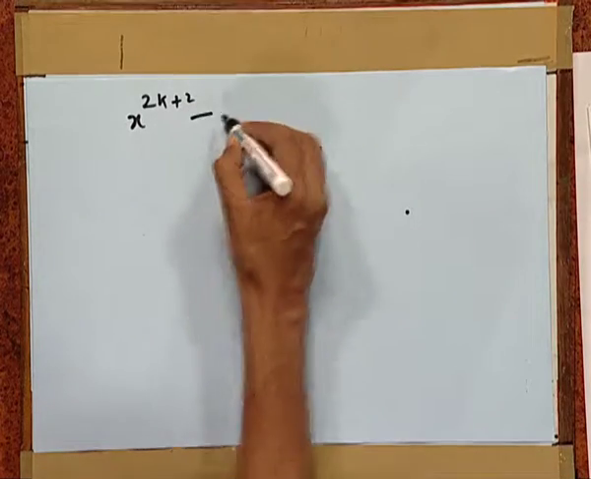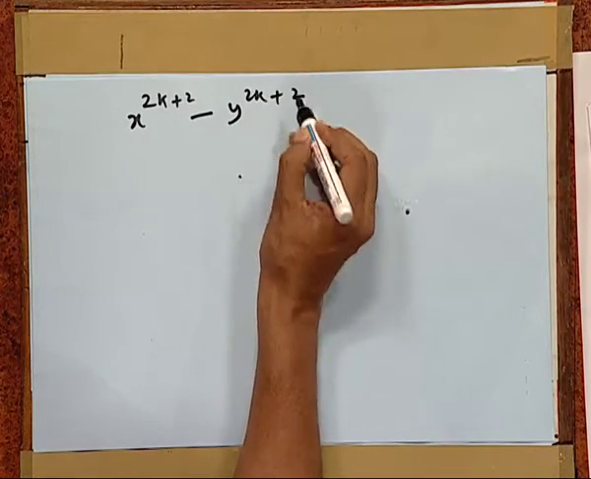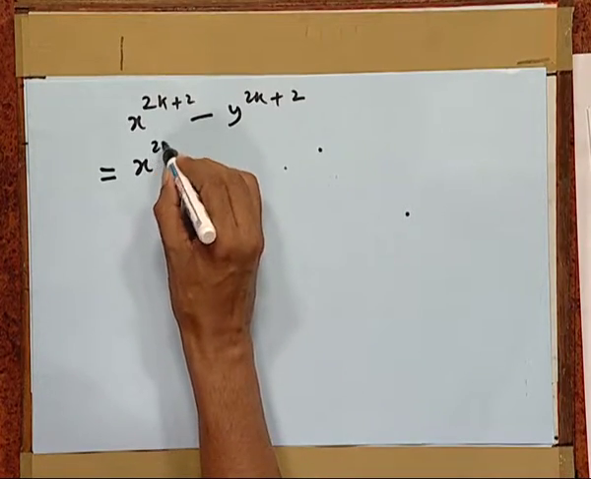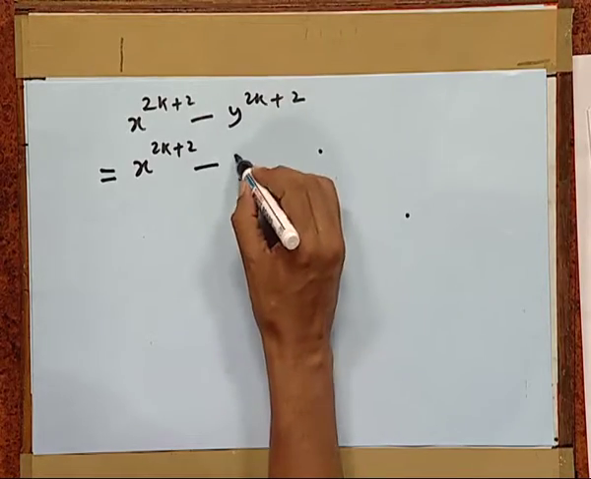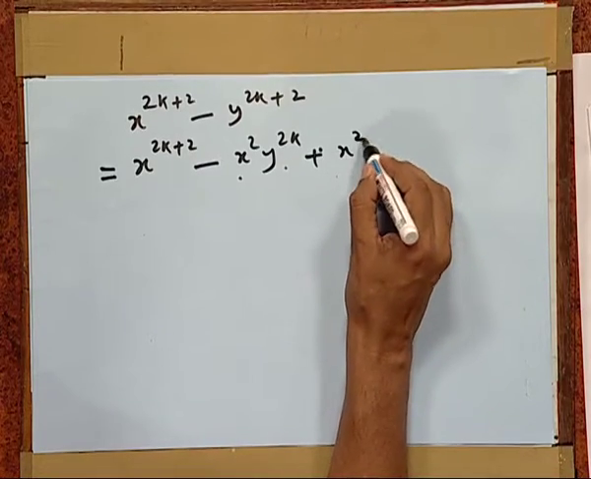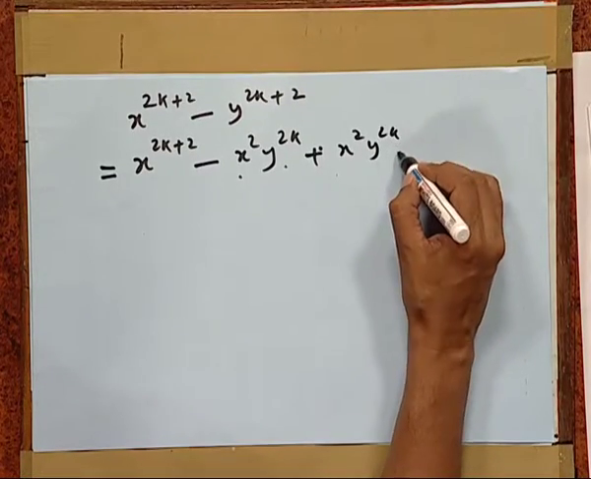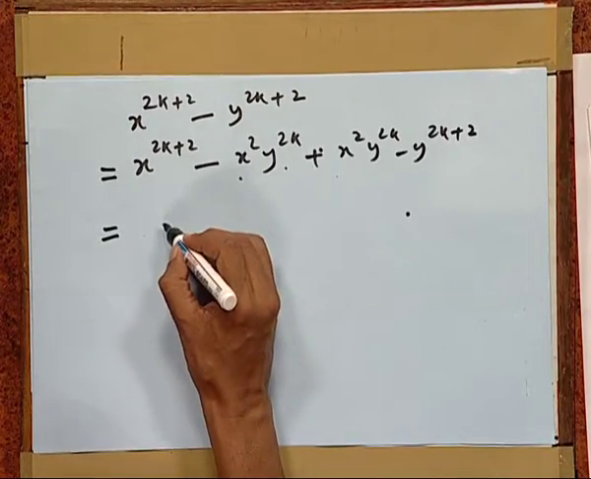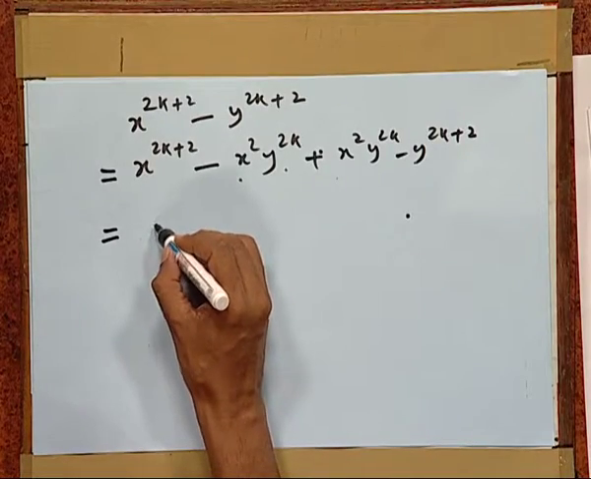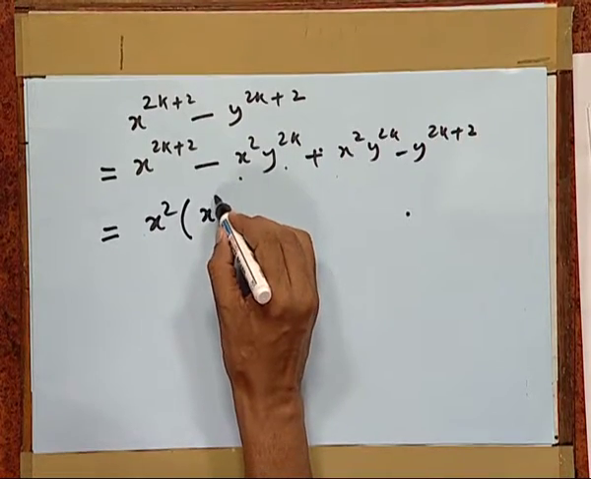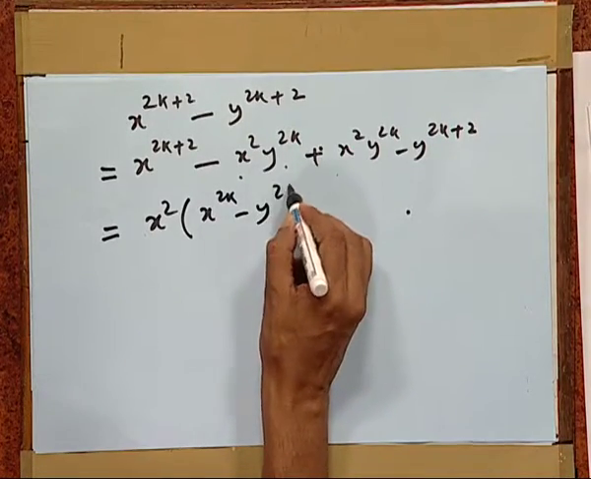Now, we can arrange this, x to the 2k plus 2 minus y to the 2k plus 2, as x to the 2k plus 2 minus x square y to the 2k plus x square y to the 2k minus y to the 2k plus 2. Now, here in the first two terms x square is common, which gives x to the 2k minus y to the 2k.